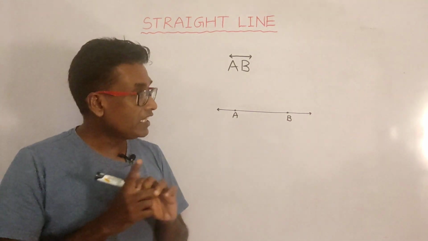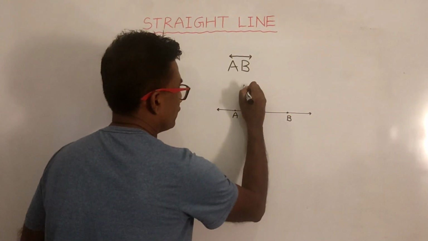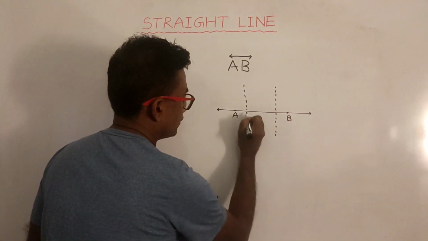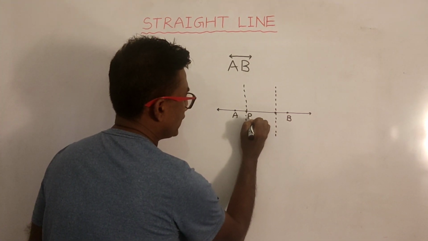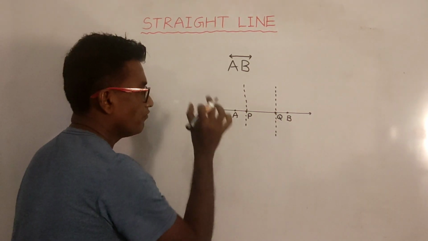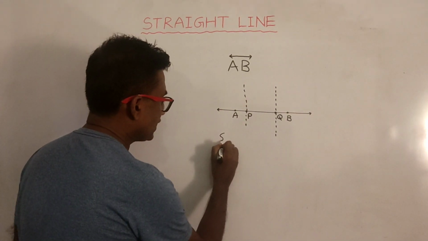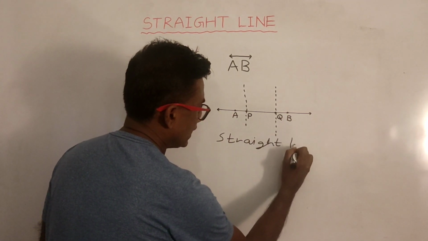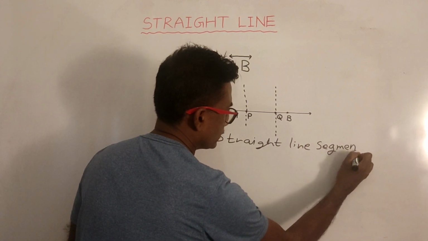Now, what if we cut a section of finite length from this straight line? We'll say the end points of this section are P and Q. Then we call such a finite section of a straight line a straight line segment, or simply a line segment.